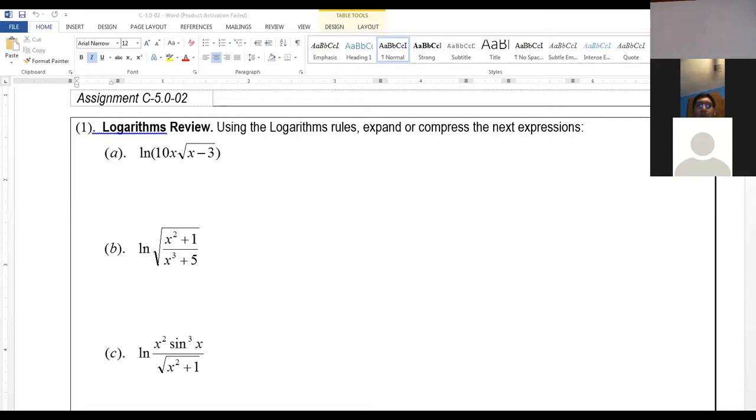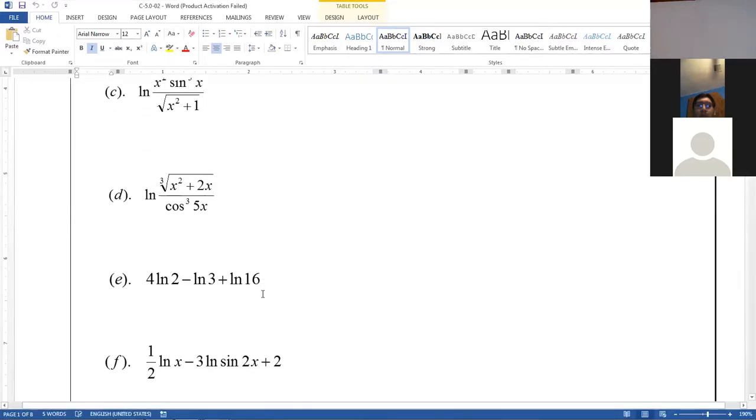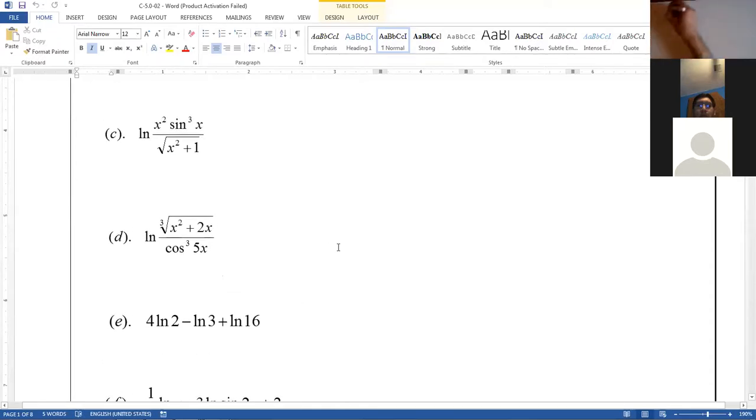Okay, this is the homework. This is what we have been working on. One of the next ones, possibly the most scary one with the tricks. Okay, we have C: ln of x squared sine cubed of x over the square root of x squared plus 1.